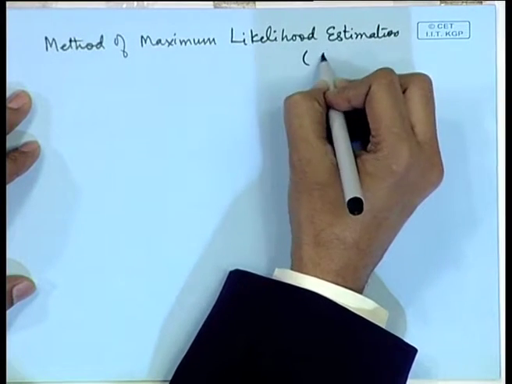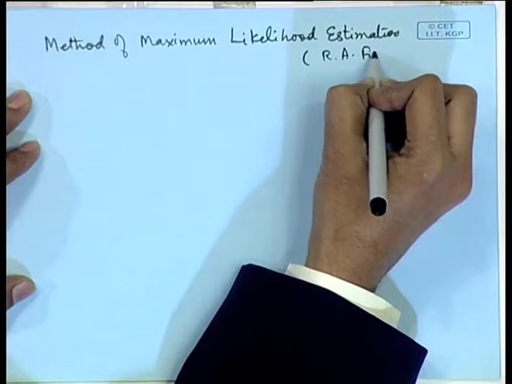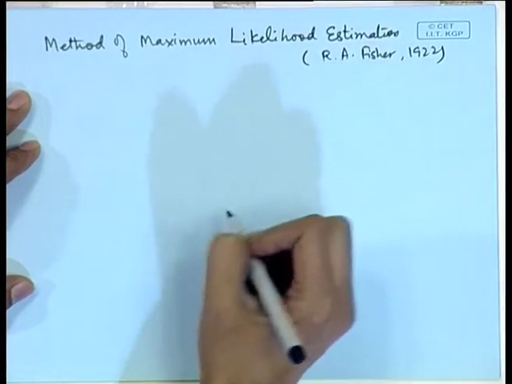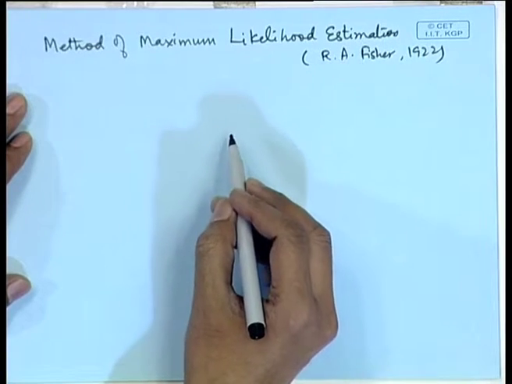This was introduced by R.A. Fisher in 1922. The earlier methods, like the least squares method, are based on the data. That means if I have xi, yi, we write a relationship and then we estimate the parameter. In the method of moments, we look at the form of the distribution and the moment structures are used.